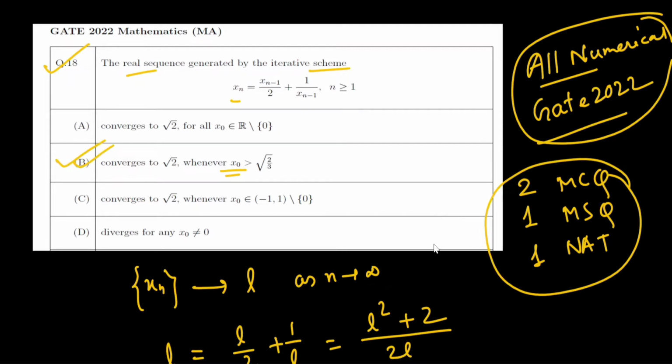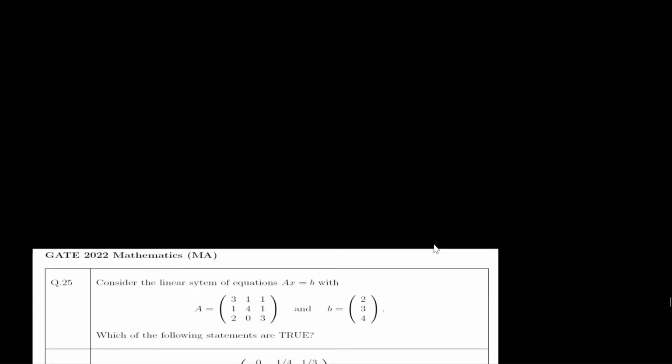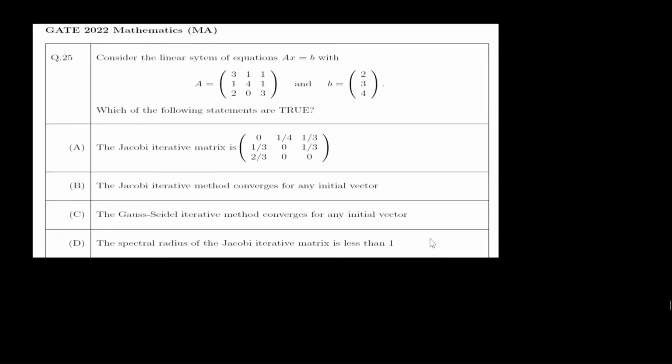Now go to the next question. Question number 25 says: consider the linear system of equations Ax = b with A this matrix and b this matrix, then which of the following statements are true? This is the MSQ question which came in GATE 2022.